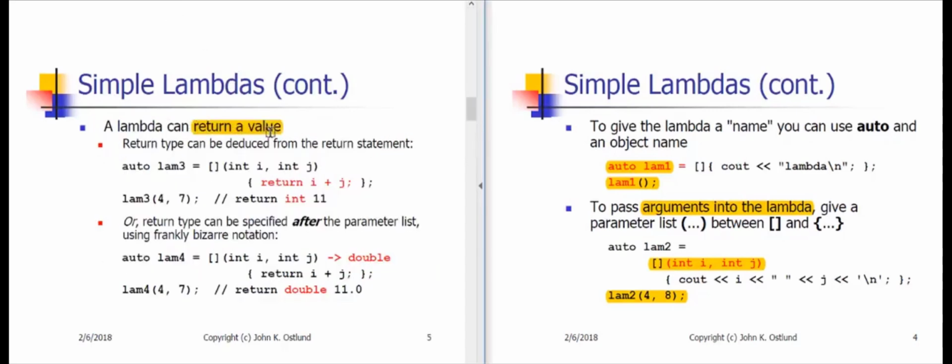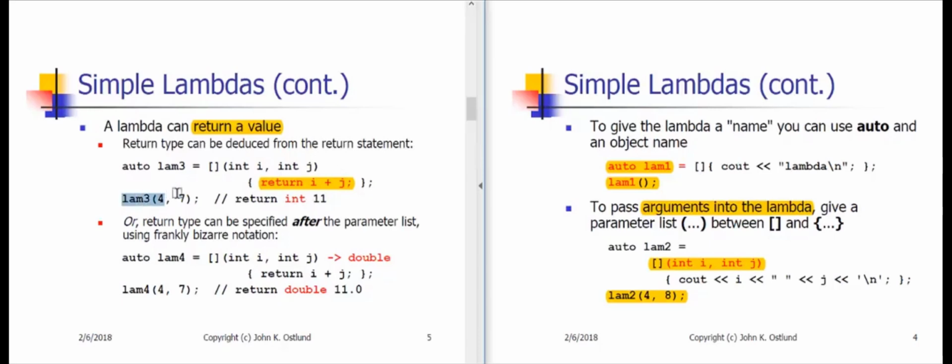It's also perfectly possible for a lambda to return a value. You simply use a return statement inside of the body of the lambda. And in a very simple case, such as this, we've defined a lambda that we've named lam3. Lam3 is taking 2 int arguments, and the compiler knows that if you add an int to another int, what you get is an int. And consequently, the compiler will infer that this lambda returns an int as its value.